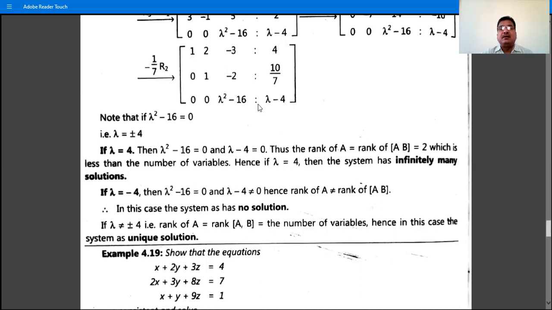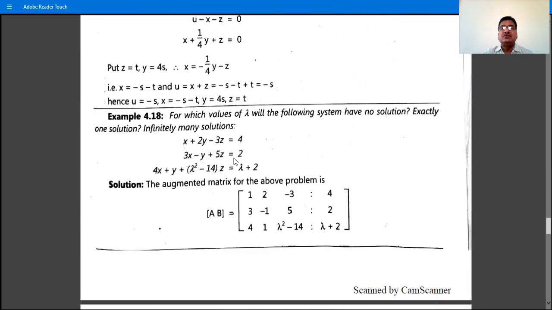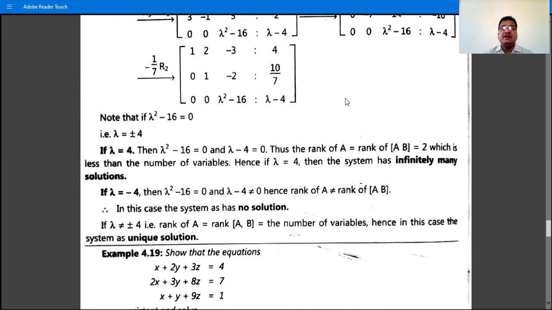When does the system have a unique solution, and when does it have no solution? The system has no solution if the rank of A is not equal to rank of AB. Suppose we have 0 at this place, lambda square minus 16 is 0, and this quantity is not equal to 0. So lambda square minus 16 is 0 means lambda is plus minus 4.